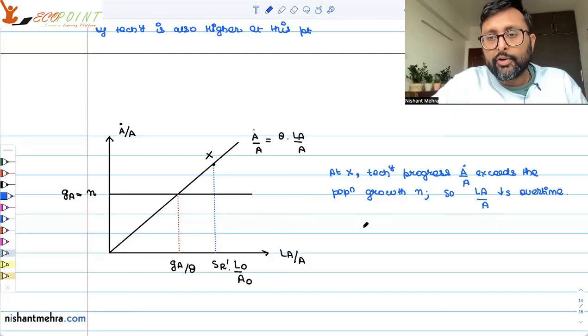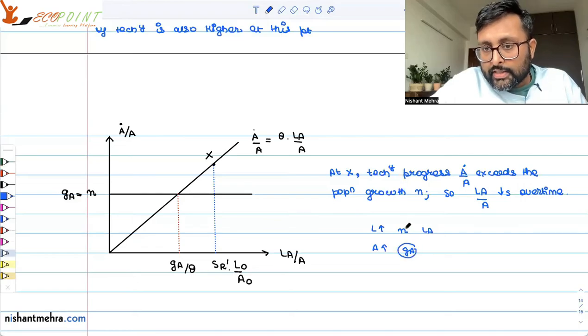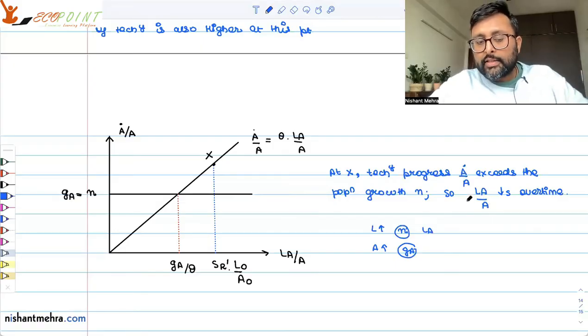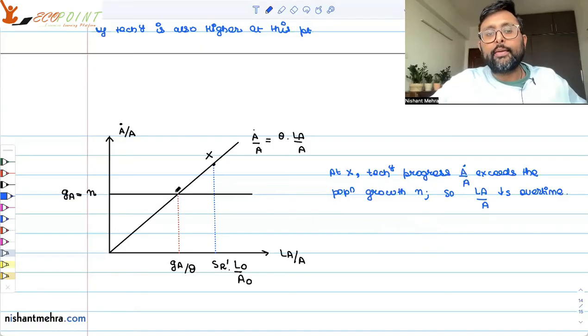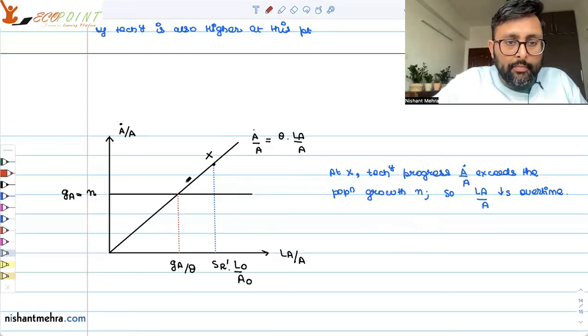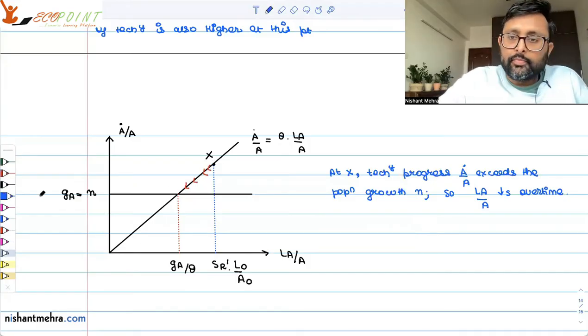Are you understanding this? What I'm trying to say is this. When L is increasing at the rate N, then out of this L only, there'll be some people who are engaged in research. A is increasing at the rate GA or whatever. Now, this is growing faster than this. So naturally, when the denominator grows faster than the numerator, LA by A is going to fall over time, like this, right?